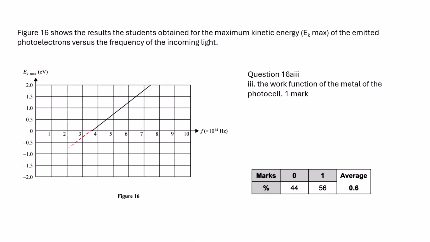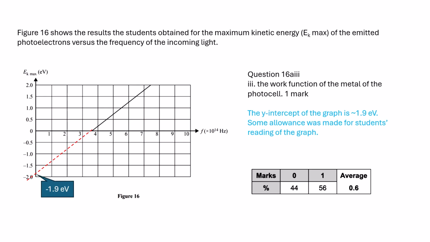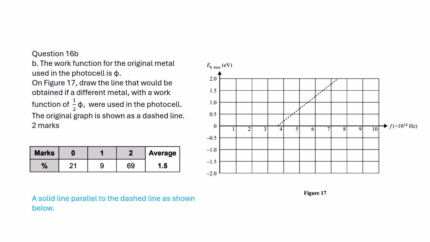The work function is the y-intercept of this line. If the work function is halved, the solid line will be moved parallel to the right to half y-intercept.